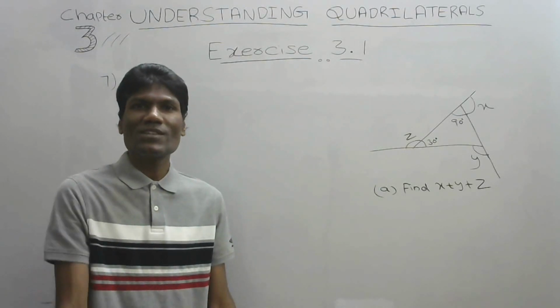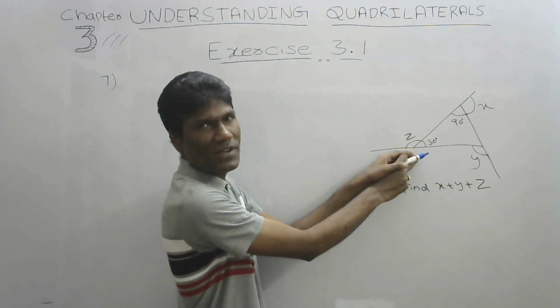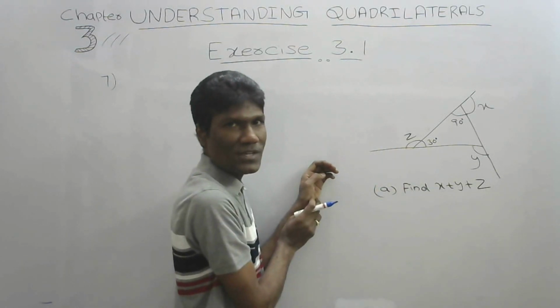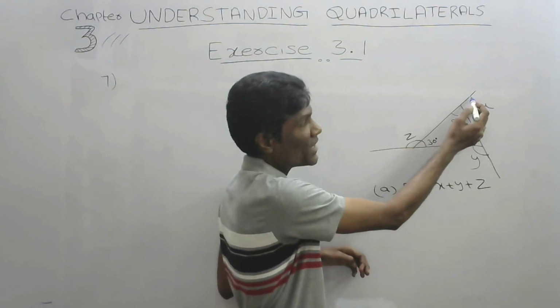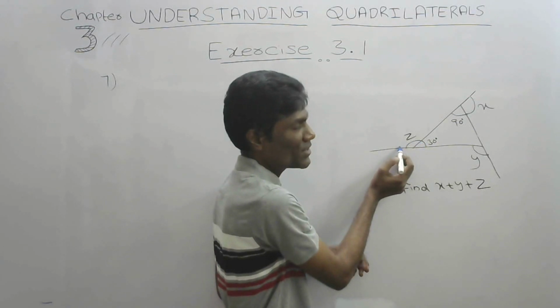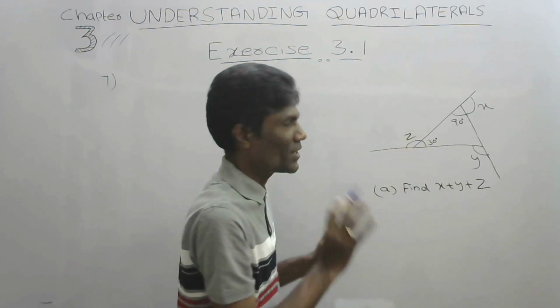Next, seventh question. Now this triangle is given. Now he is asking, find x plus y plus z. This x is an exterior angle, and this y is an exterior angle, and z is an exterior angle. Now we need to find x plus y plus z.